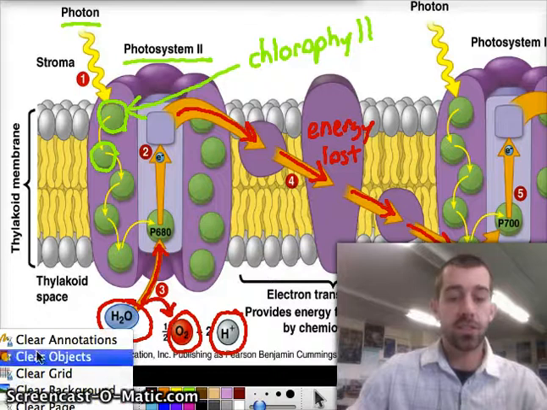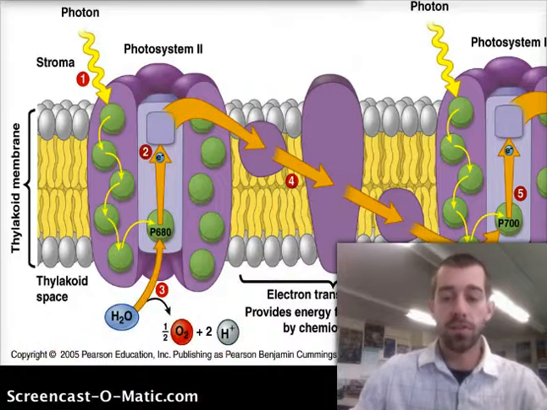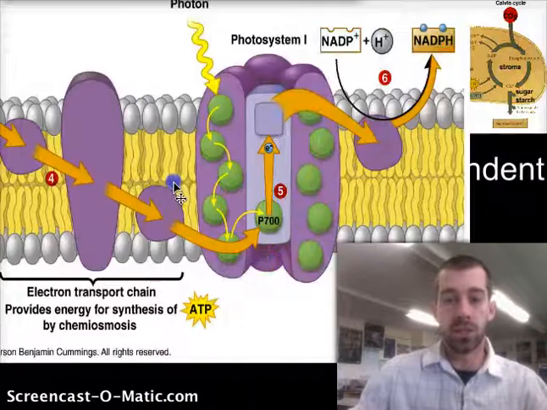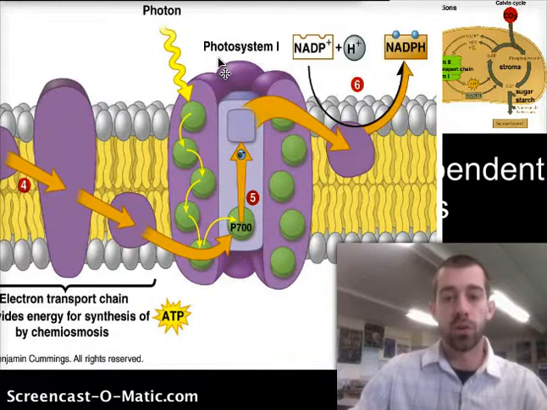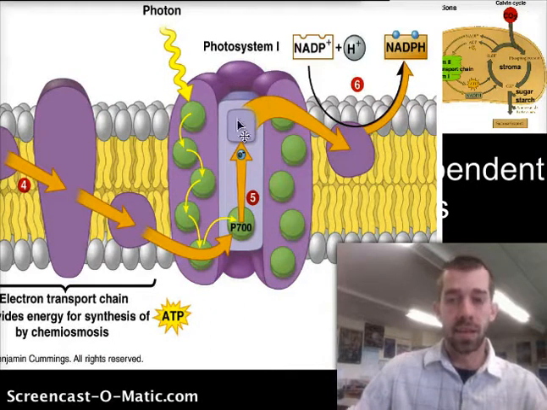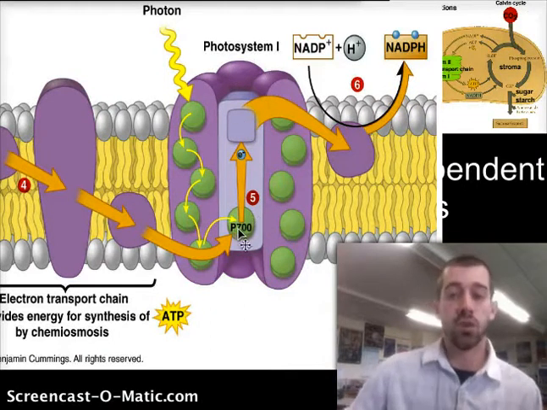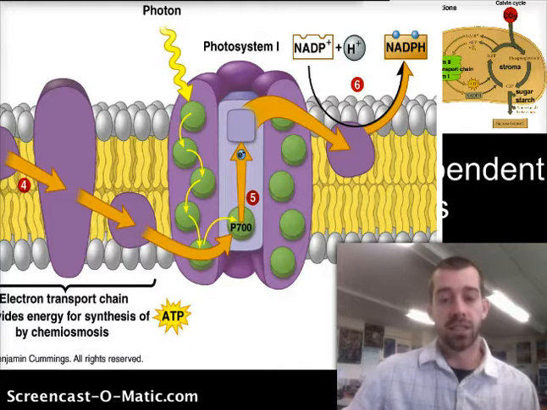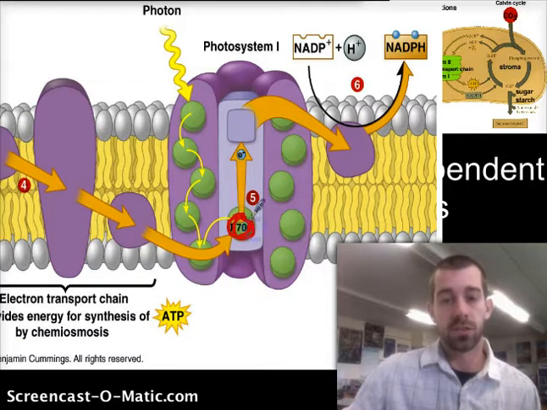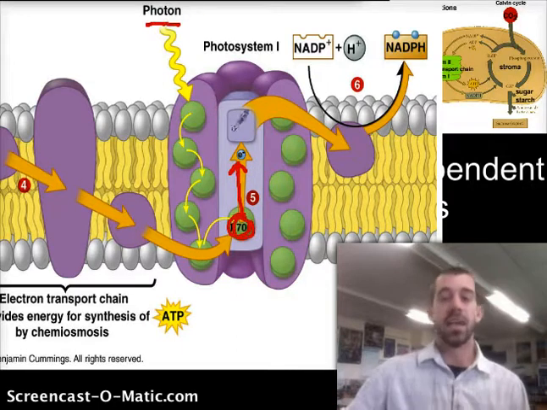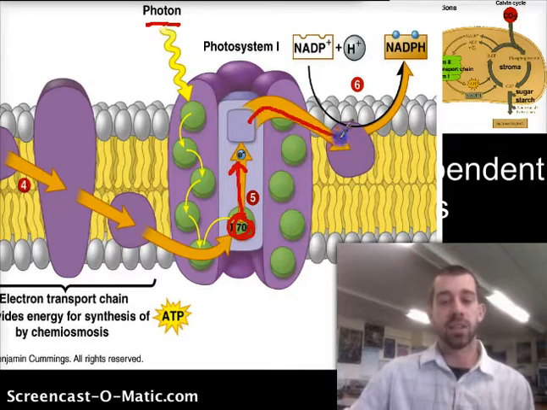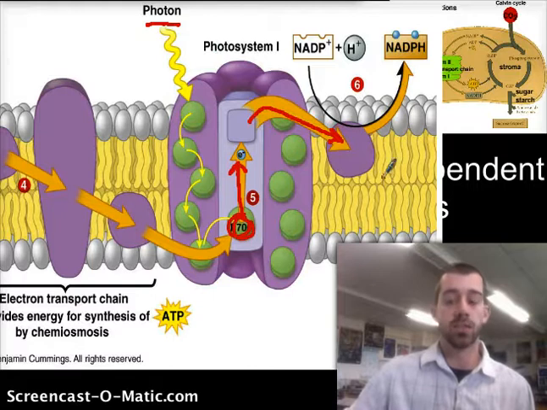All right. So after you go through the electron transport chain, that electron is going to get passed to another photosystem. So it gets passed from the electron transport chain over to photosystem 1, and the same thing happens all over again. So that electron gets energized once more. You can see here it gets energized by another photon of light, and then that high energy electron gets passed to other molecules once again.